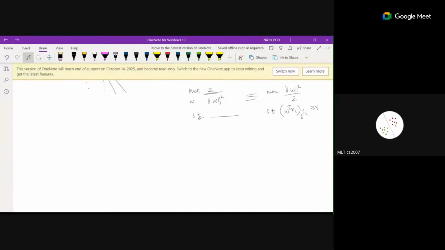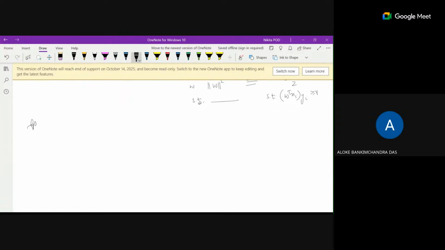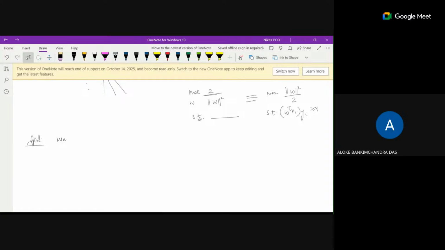Write it here again. Just one question, madam. Actually, should you not write that subject to the condition as gamma minus W transpose Xi Yi less than 0? Because you have to put it in the G of W less than or equal to 0 form. Yes. We'll come to all that. We'll listen first. Okay.